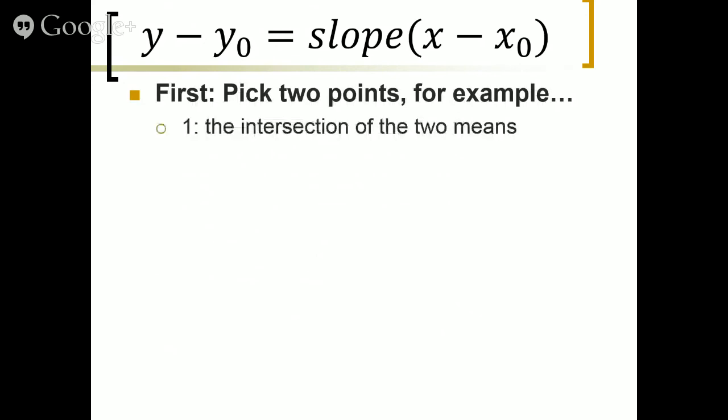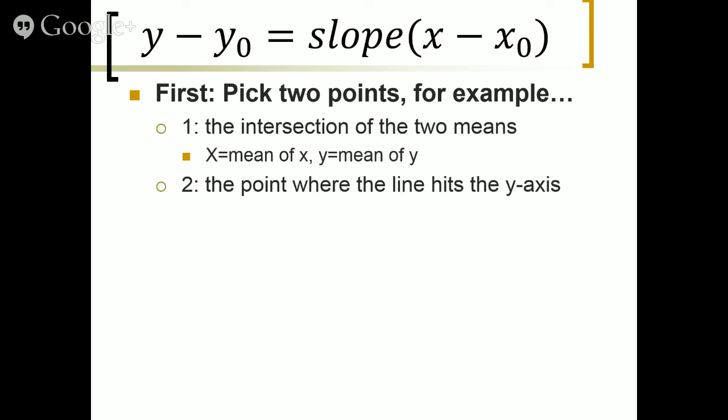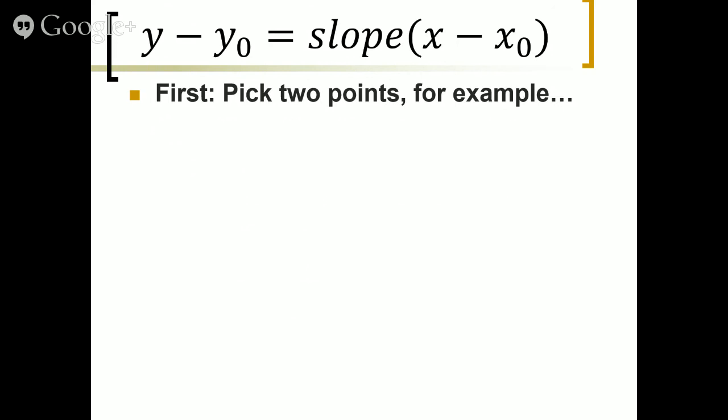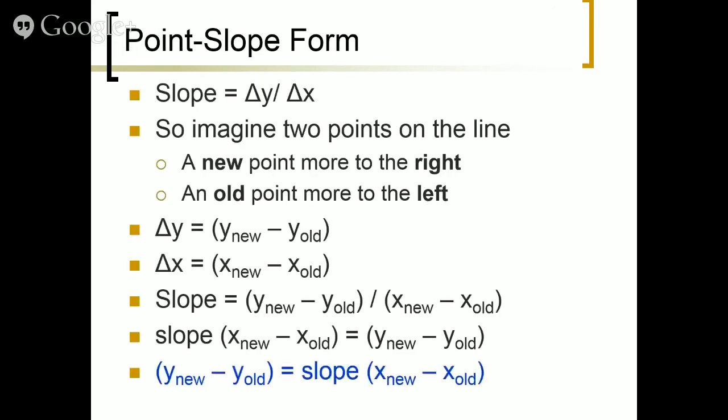So the way we do this, if you want to figure out your values using the point-slope form, is you pick 2 points. One of them can be the intersection of the 2 means, which makes things fairly convenient. And number 2 can be the point where the line hits the y-axis, another very convenient point that reduces some of the math, some things cancel each other out. X equals 0, y equals the y-intercept. And then you use this form of the line, and the y0 and x0 are, as we saw back here, the old versions.